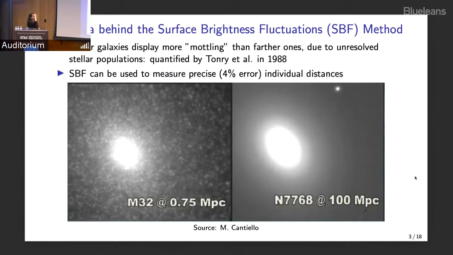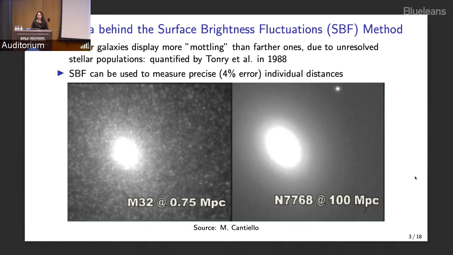The idea behind the surface brightness fluctuations method is that when a galaxy is closer to us, it looks more mottled and we can see more features in its underlying stellar populations. And the farther away it is, the smoother this profile appears. So the idea is to calibrate this spatial fluctuation and use it to calibrate distances to these galaxies.